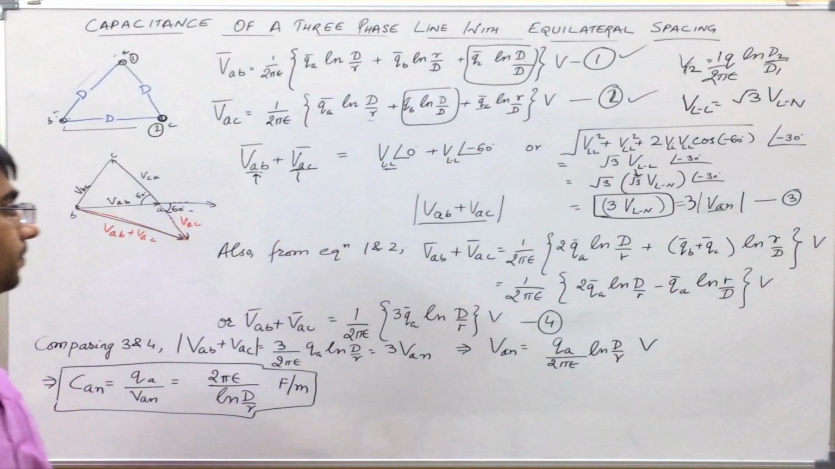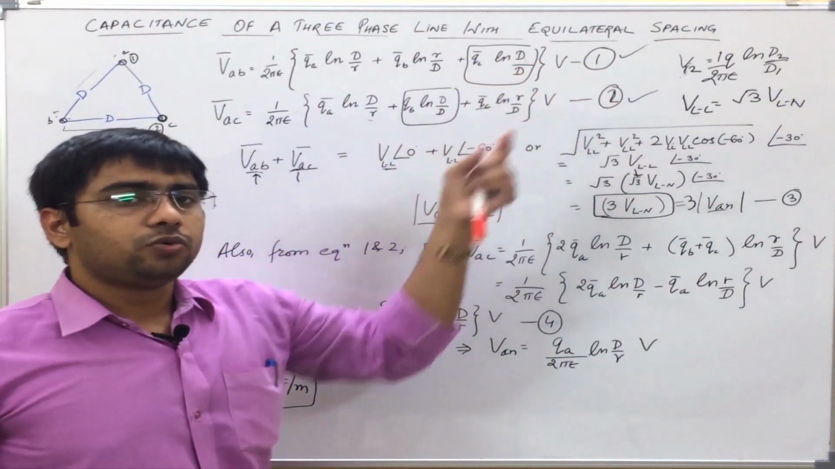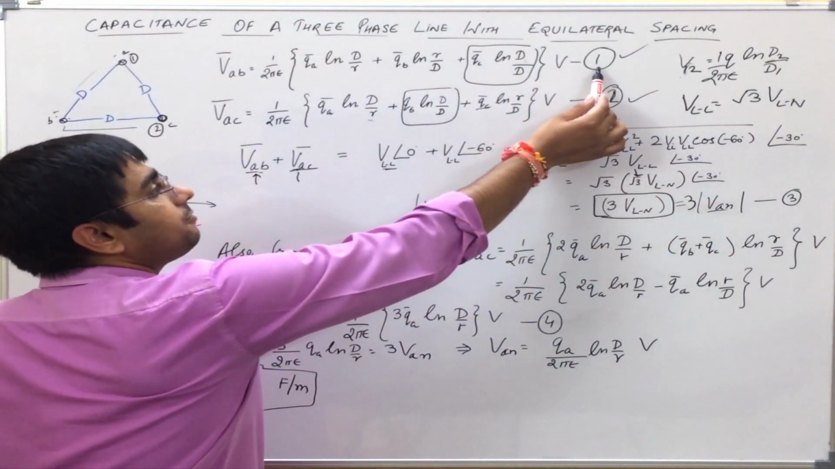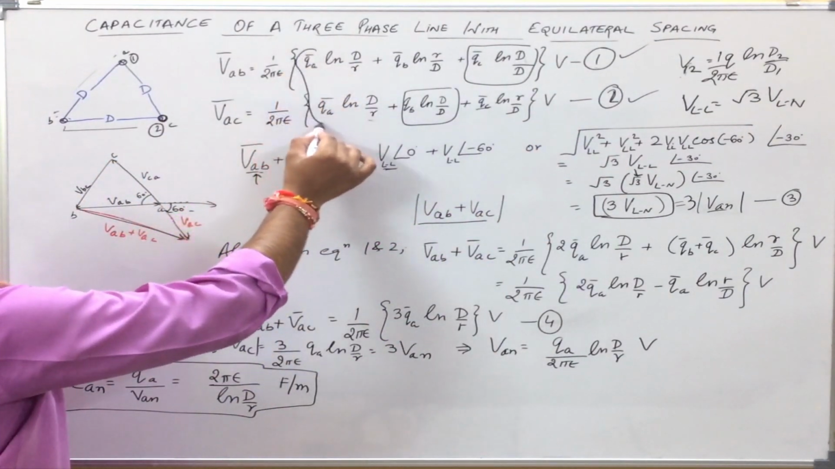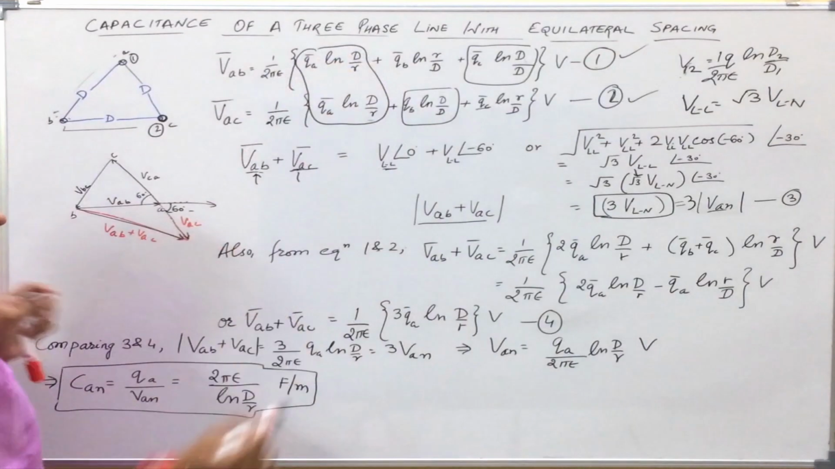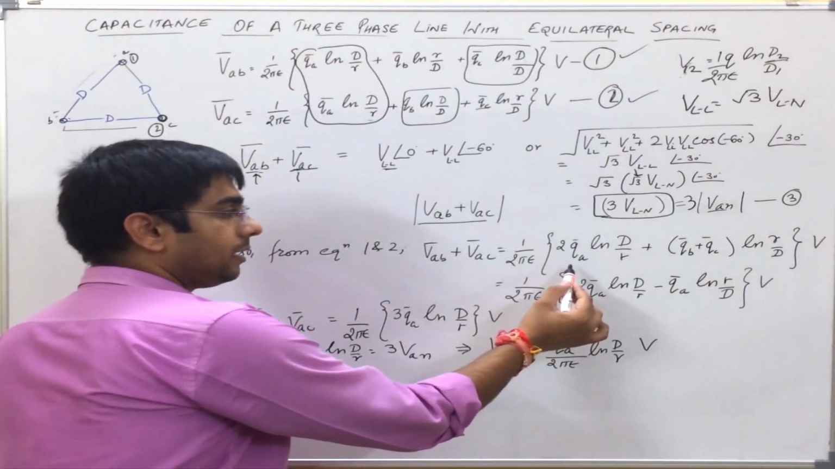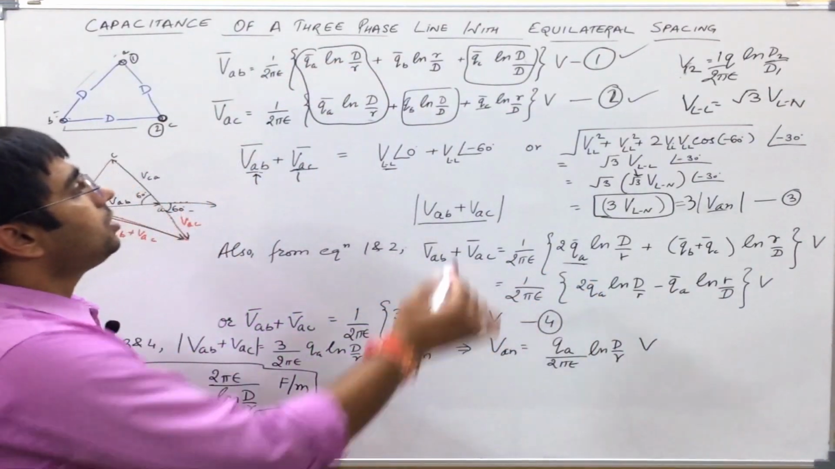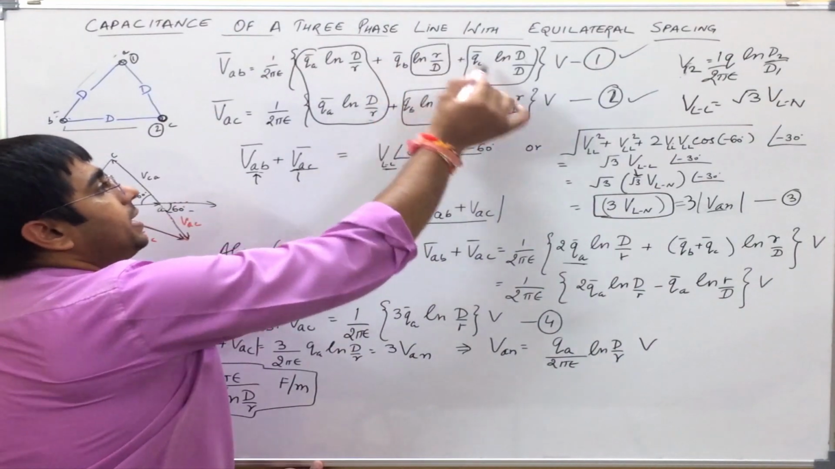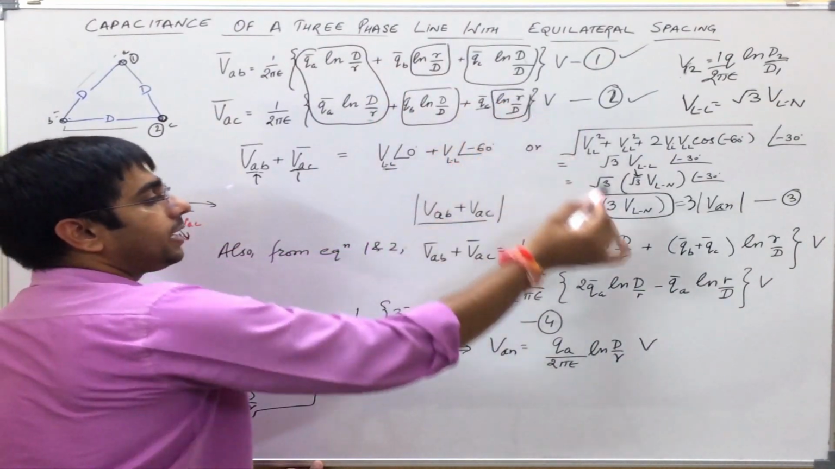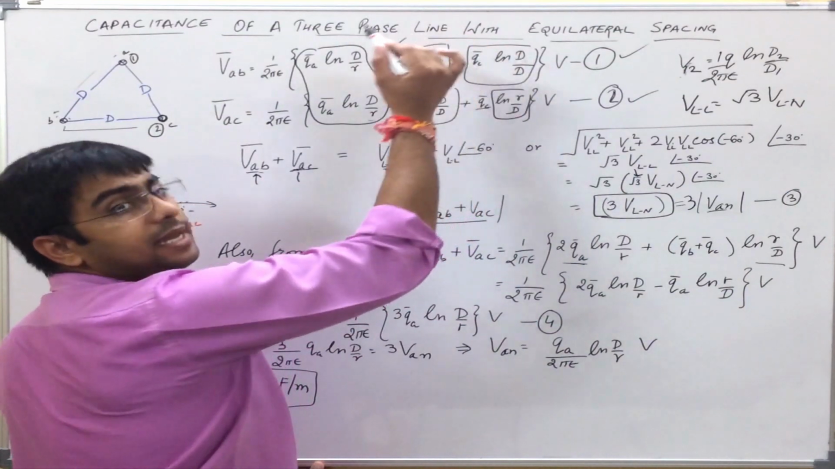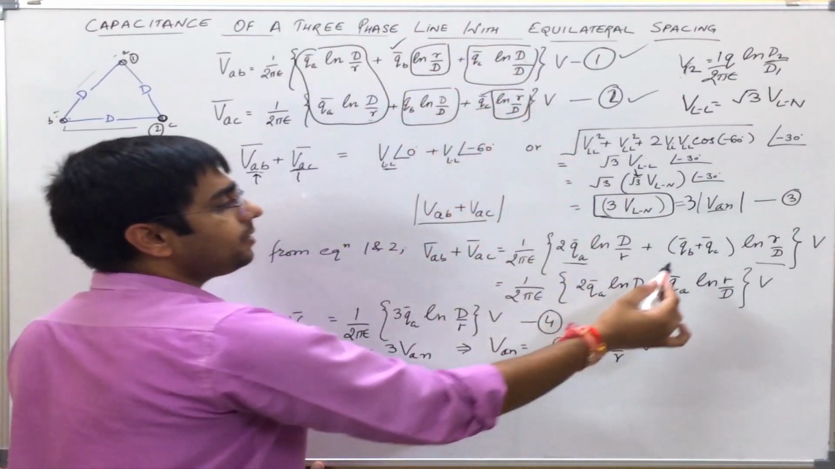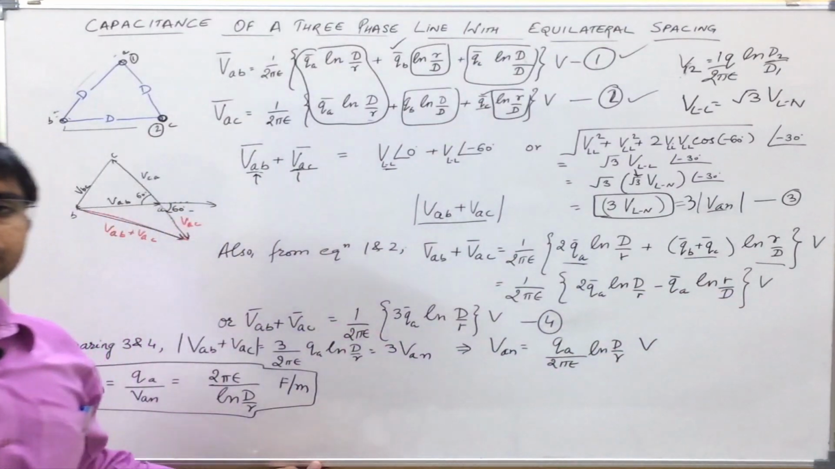Now let us come back to equations 1 and 2. On adding these 1 and 2, what will I get? The QA term will become twice. Now these are common here, taking this common, QB and QC will add. Okay, QB and QC will add.